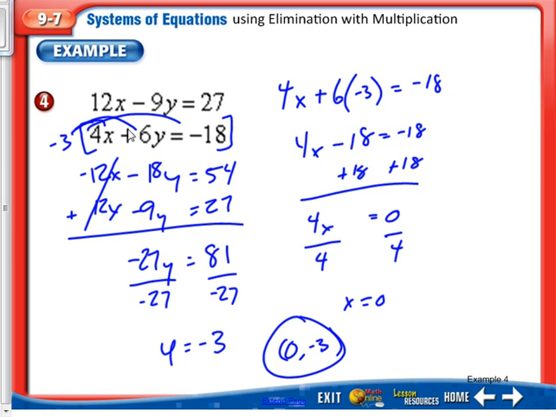Again, this would be 0. 6 times negative 3 is negative 18. So pretty easy to check your solutions and make sure that they work. But there you go. That's how we do solving systems of equations using elimination and needing to use some multiplication in there.